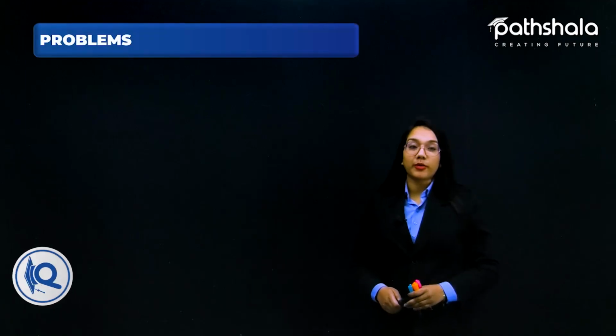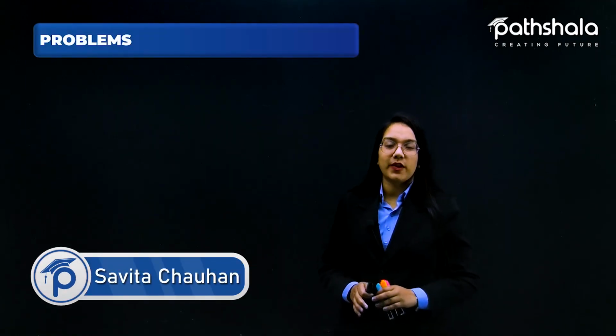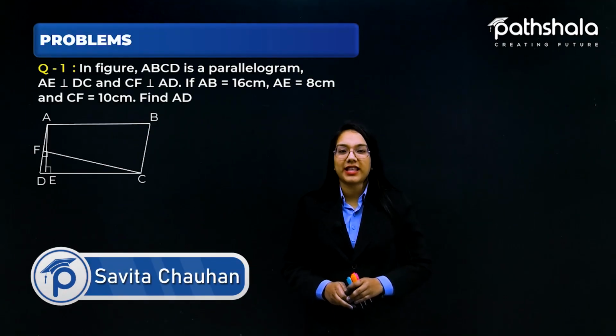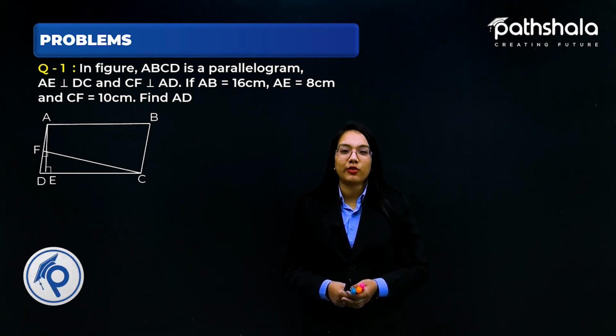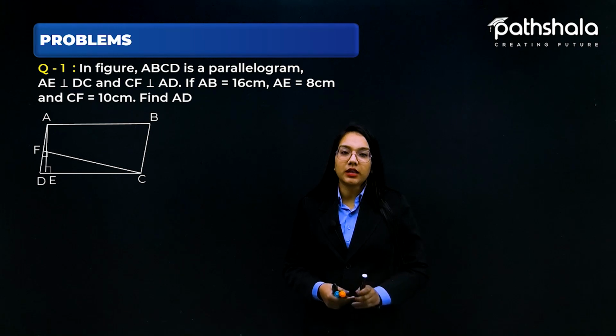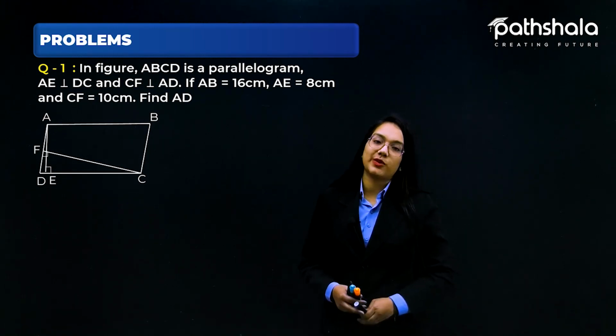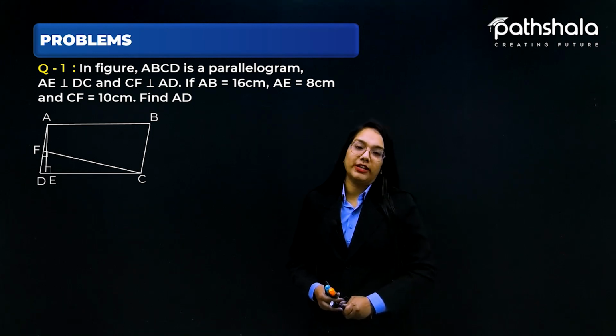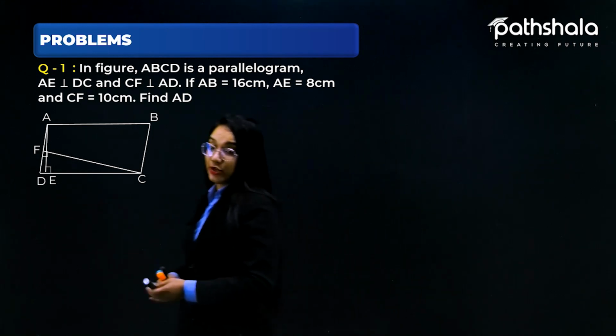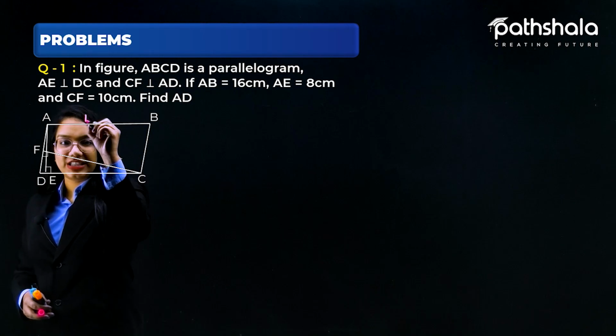Now let's just see some of the problems related to this concept. Problem number 1 says that in the figure ABCD we have a parallelogram, and AE is perpendicular to DC. So this is a perpendicular, and further CF is also perpendicular to AD. Further it says AB is 16. So let us write AB as 16 centimeters.